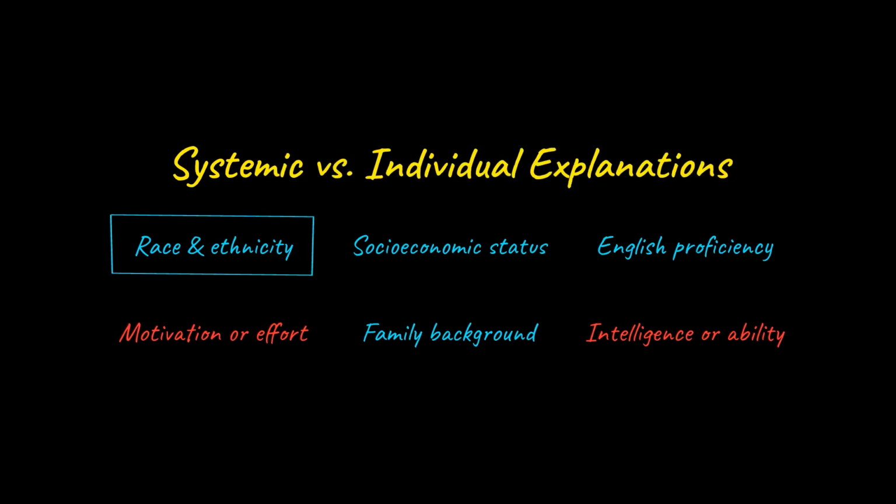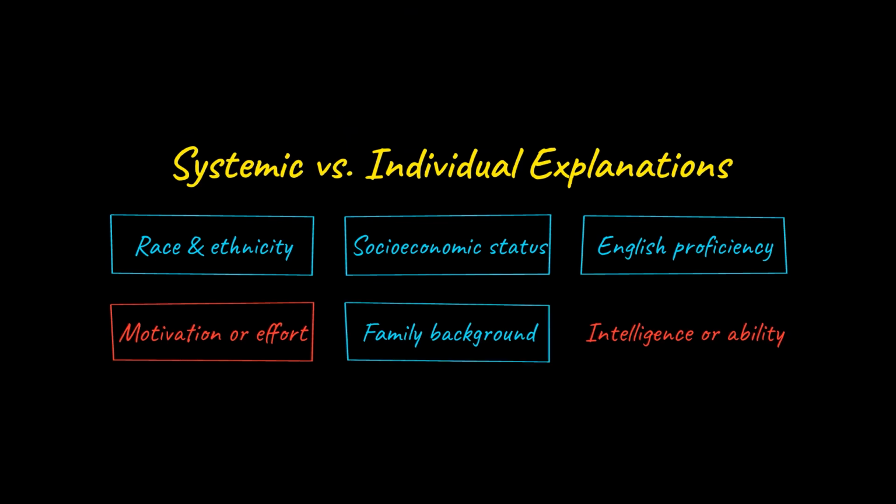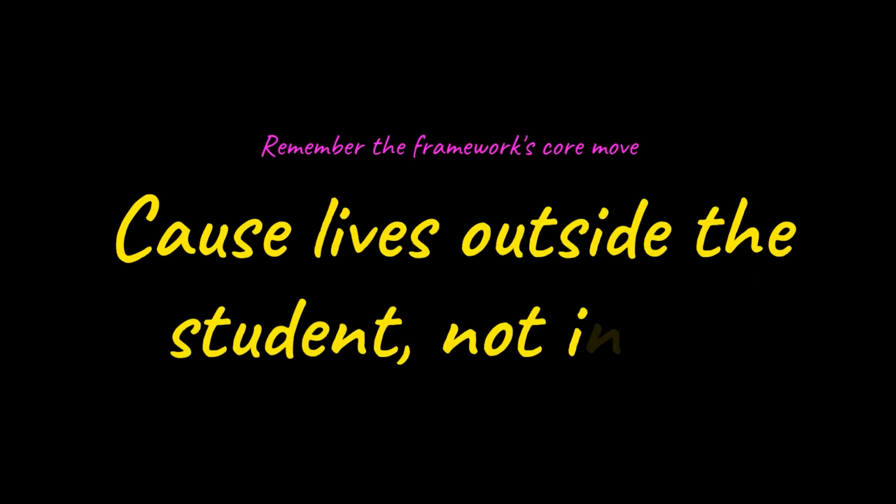A critical exam distinction: systemic factors like race, socioeconomic status, English proficiency, and family background are the framework's accepted causes. Explanations rooted in individual motivation, intelligence, or effort are explicitly rejected as primary causes. They locate the problem inside the student rather than in the conditions surrounding them. When you see a disparity described in terms of conditions beyond the student's control, the systemic factors framework applies. When an answer choice blames student traits, the framework pushes back. The correct answer always points outward, to structure, not to character.